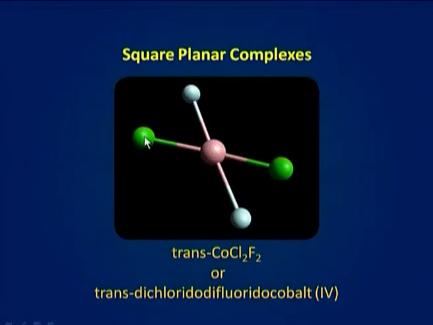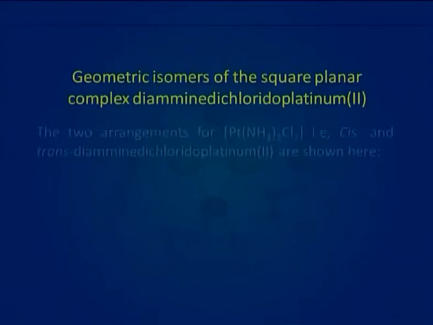In this figure, you can see that the bond angle between the similar atoms is 180 degree. Hence, this is the trans isomer of CoCl2F2. Hence, it can be named as trans dichlorido difluorido cobalt 4. Now, we will discuss the geometrical isomers of square planar complex diamminedichloridoplatinum 2.